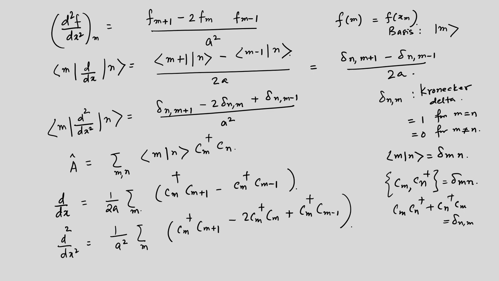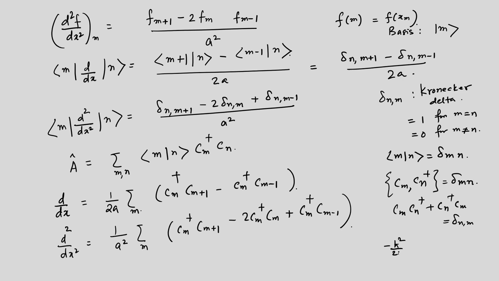So, we are discretizing the space, so that from a continuum system we are going into a lattice. We are using this discretization scheme in order to understand how the kinetic energy, which was written simply as minus h bar square by 2m times d2/dx2, can be written on a lattice.